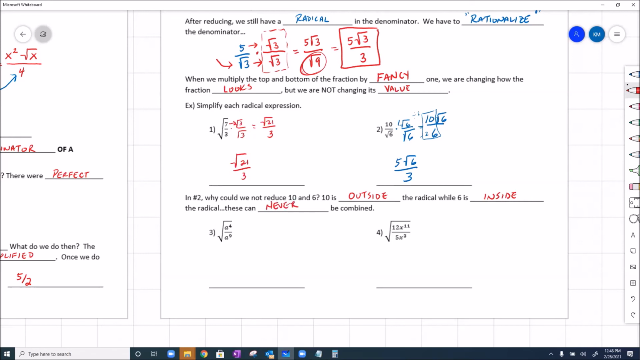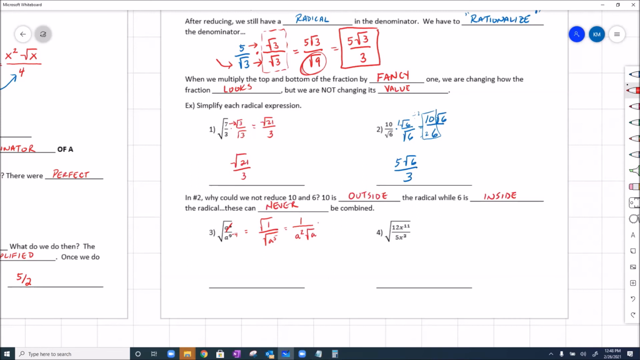We have a to the 4th over a to the 9th. Let's simplify. This is just a division problem, minus 4. We get radical 1 over a to the 5th, or radical a to the 5th. As we look at this, we will simplify the denominator and the numerator. Radical 1 is 1. This gives us a squared radical a.